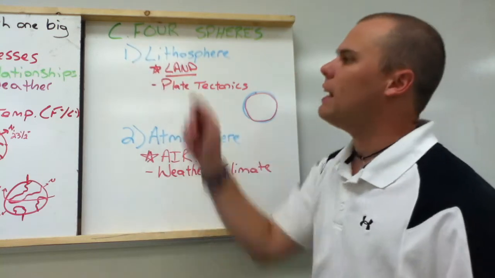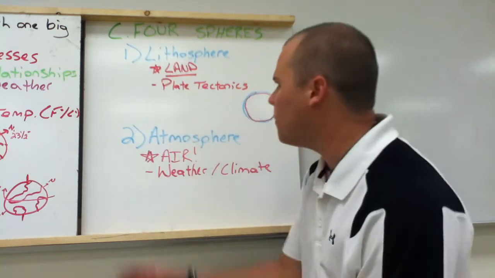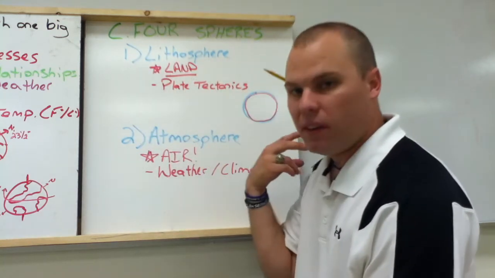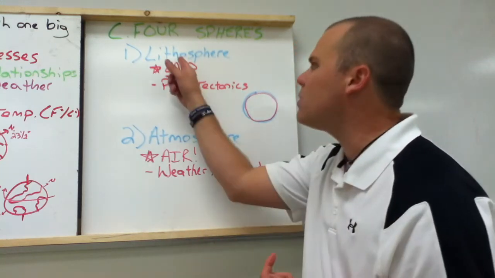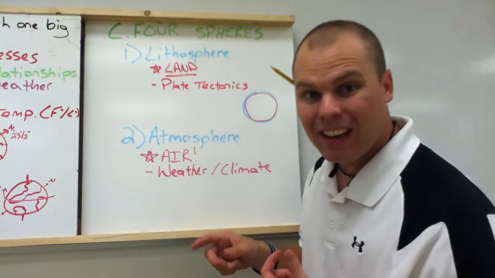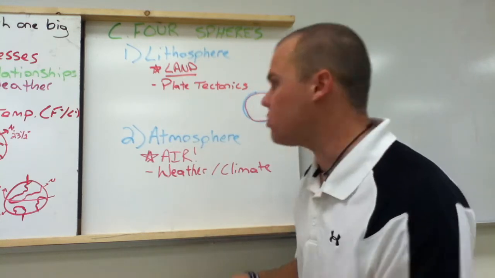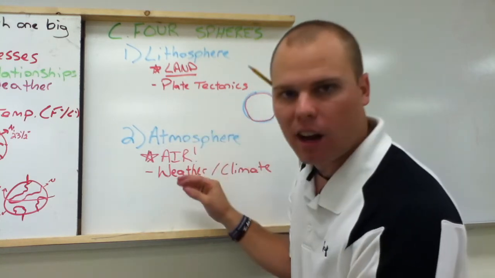Last major idea that we're going to get at is the four spheres. Okay? Lithosphere, atmosphere, hydrosphere, biosphere. The first sphere is the lithosphere. It's the land. It's the Earth's surface. It's the Earth's crust. This is where plate tectonics occurs.